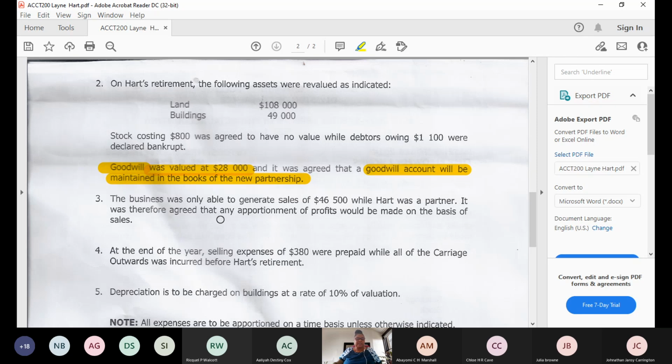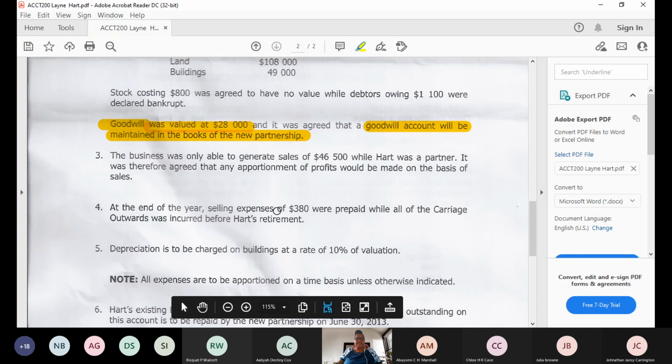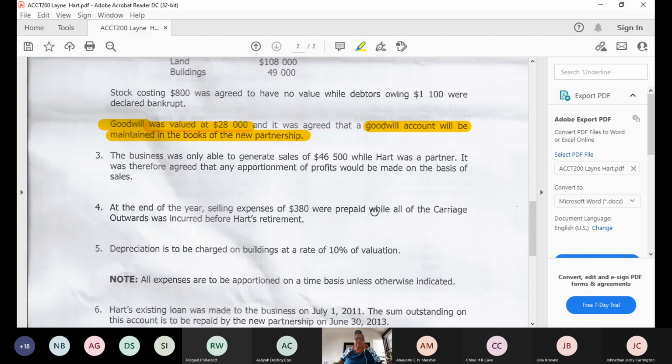It was therefore agreed that any apportionment of profits will be made on the basis of the sales. Only when Hart was there, they were only able to generate $46,500 in sales, and therefore they are going to apportion the profits based on that manner. Number 4, at the end of the year, selling expenses of $380 were prepaid, while all the carriage outlay was incurred before Hart's retirement. So the carriage outwards has nothing to do with when Brown was there. All of that carriage outward happened while Hart was there.